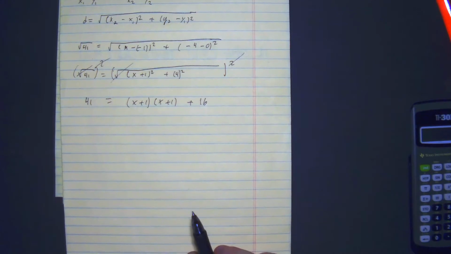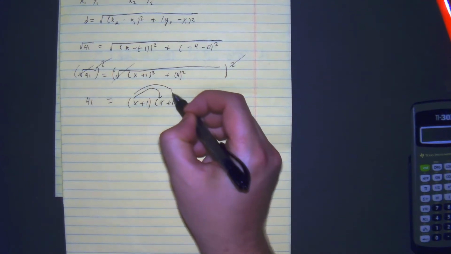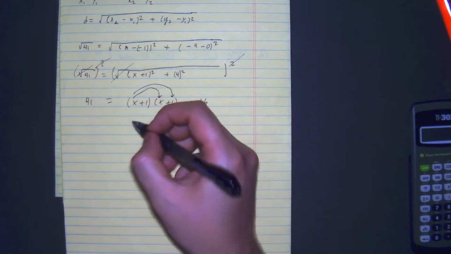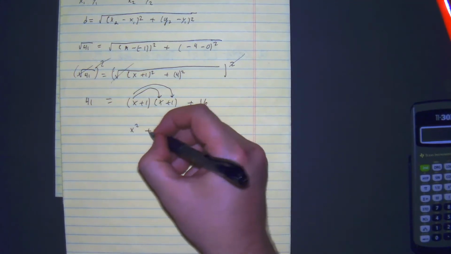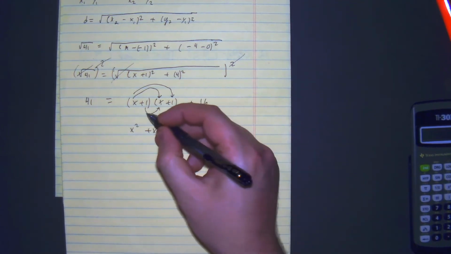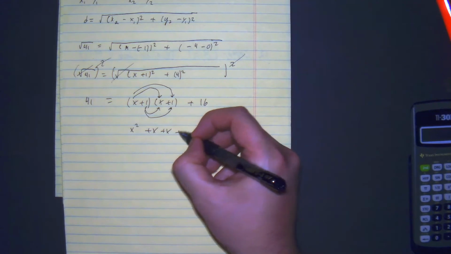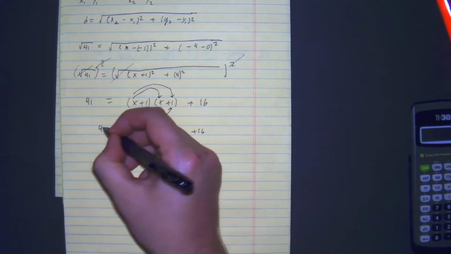From here, I'm going to have to distribute. So I'm just going to move this up a little bit. So x times x gives me an x squared. X times 1 gives us plus x. Then we get plus x. Then we get plus 1 plus 16 equals 41.